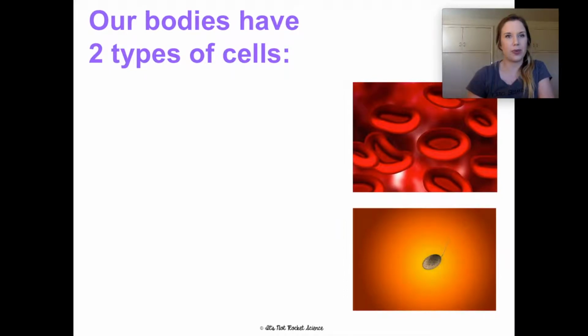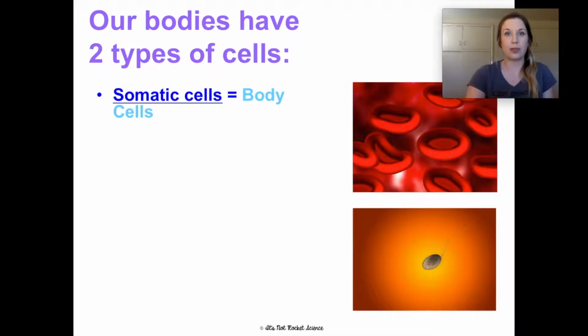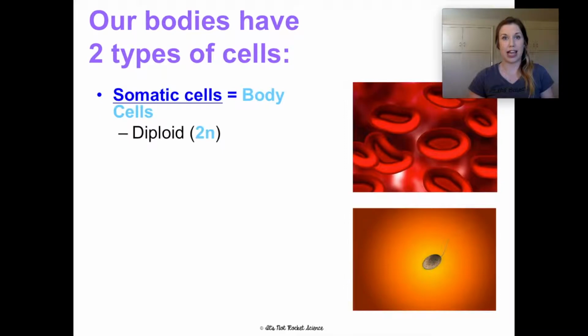Okay. So our bodies have two types of cells. The first type are called somatic cells, or just our body cells. And we say that they are diploid cells, or that they have the chromosome number 2n. And basically, all that means is that that cell has two complete copies of DNA. It has one from mom, one from dad. So they don't have half the genetic information. They have everything that you could possibly need, all 46 in humans.